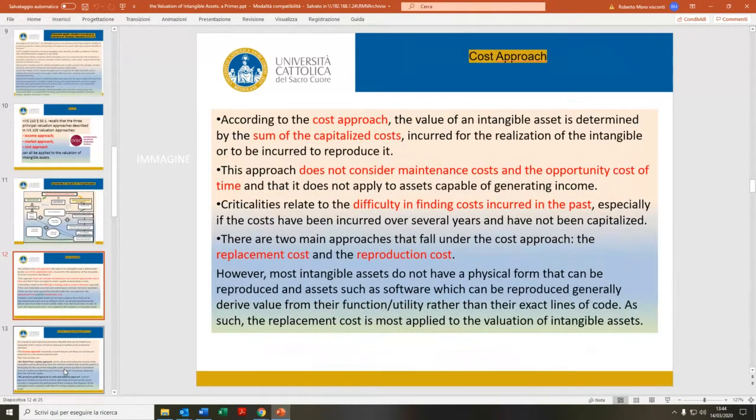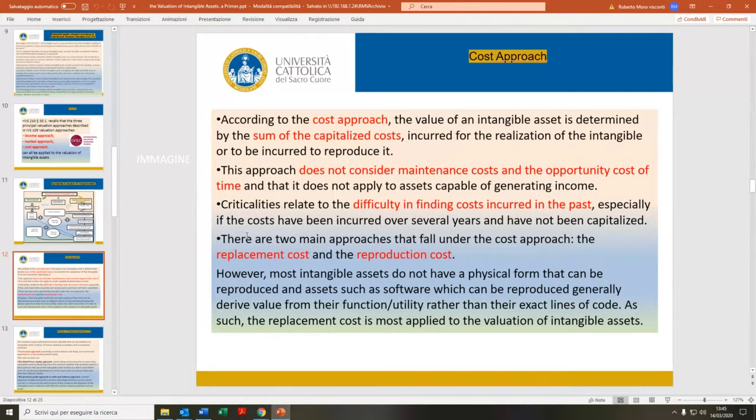Let's consider now in a deeper detail the cost approach. According to the cost approach, the value of an intangible asset can be assessed by the sum of its capitalized costs. This approach does not consider neither maintenance cost nor the opportunity cost of time of deferring the use of the intangible. It is, however, a difficult method to implement. It is difficult, for example, to find costs incurred in the past, especially if they are very old.